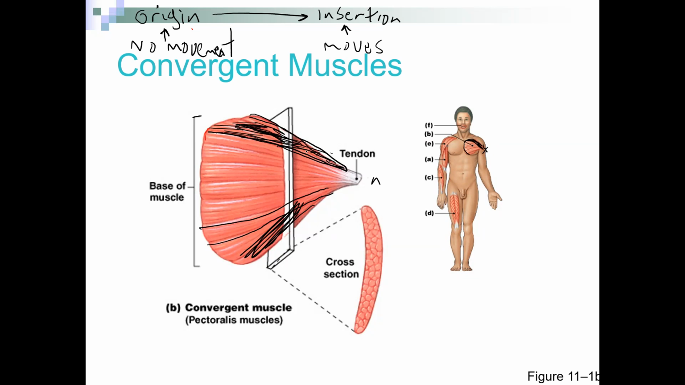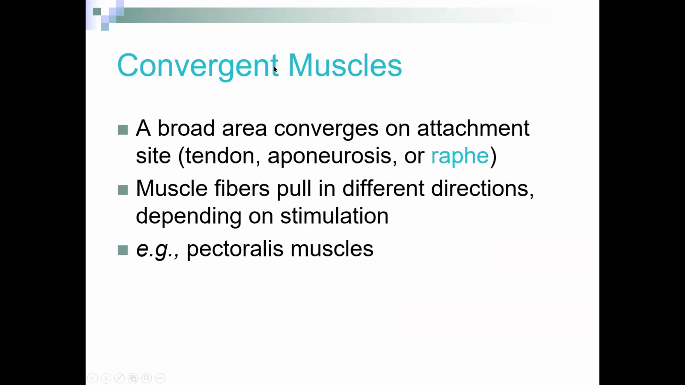That's why the convergent muscle is so important. You can get multiple movements out of the same muscle. You don't need separate muscles for each movement. So remember, the best example of this one is your pectoralis major. This is the pectoralis major, and it's major because it's the biggest one. So as we say, convergent muscles have a broad area converging on an attachment site, which is normally a tendon or aponeurosis, which I'll speak about later, or a raphe, which is basically connective tissue, but we'll talk about that later as well.